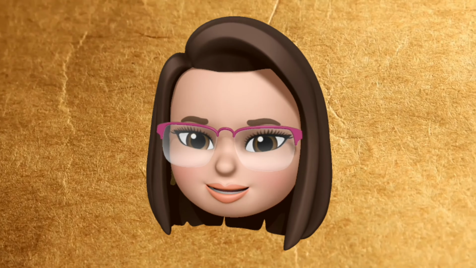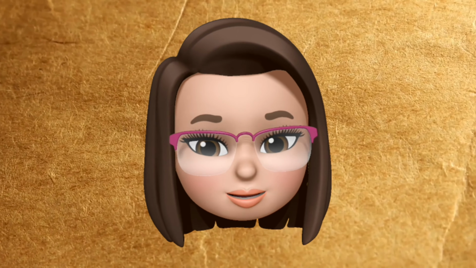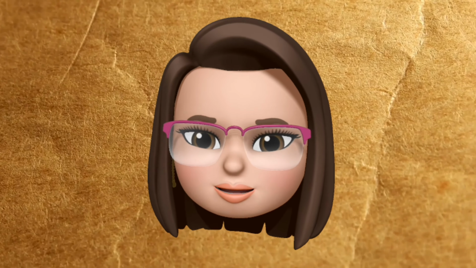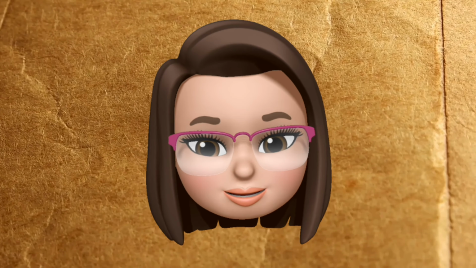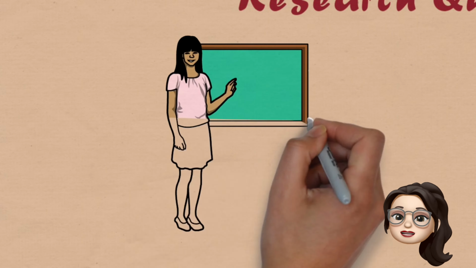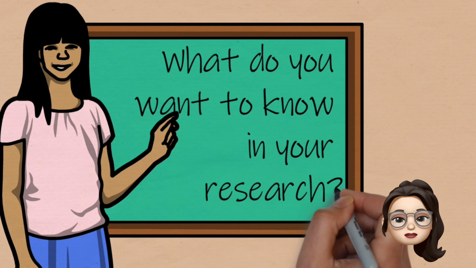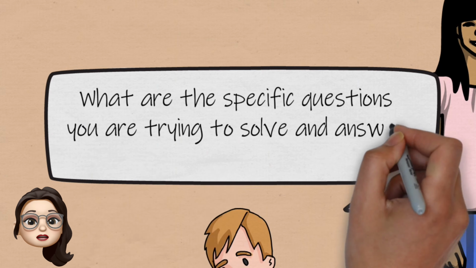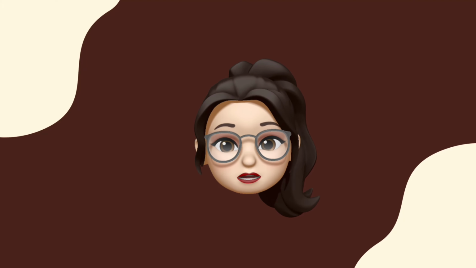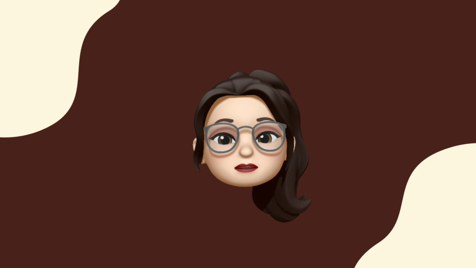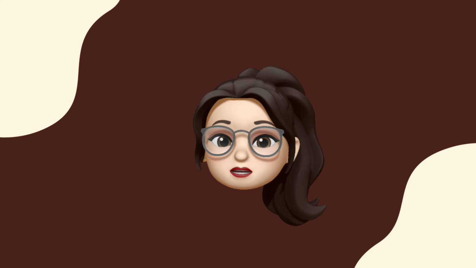After you have identified a topic for your research project, the next step is to write the research questions. A good research question is concise and concrete. It aims to show what you want to know in your research, or what specific questions you are trying to solve and answer in your research project. In this video, we will explore developing qualitative research questions.